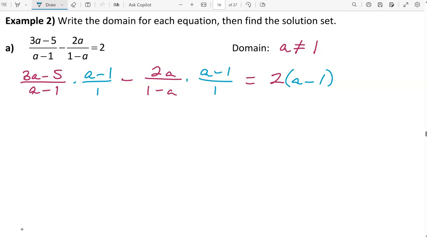Okay, when we do our canceling, a minus 1's in the first fraction cancel the first multiplication, and that's going to leave us with 3a minus 5.